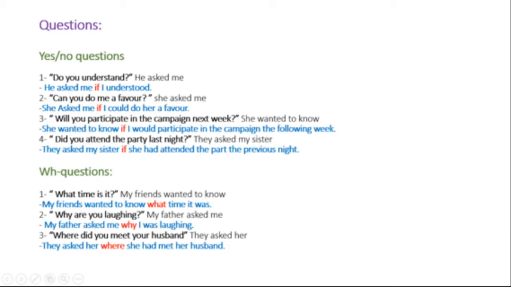Number 2, "Can you do me a favor?" She asked me if I. So again, "can you?" We have a modal and then the pronoun, the subject. Here we remove the inversion, which means we start with the subject and then the modal. We change it, of course. "Can you do me a favor?" She asked me if I could do her a favor.